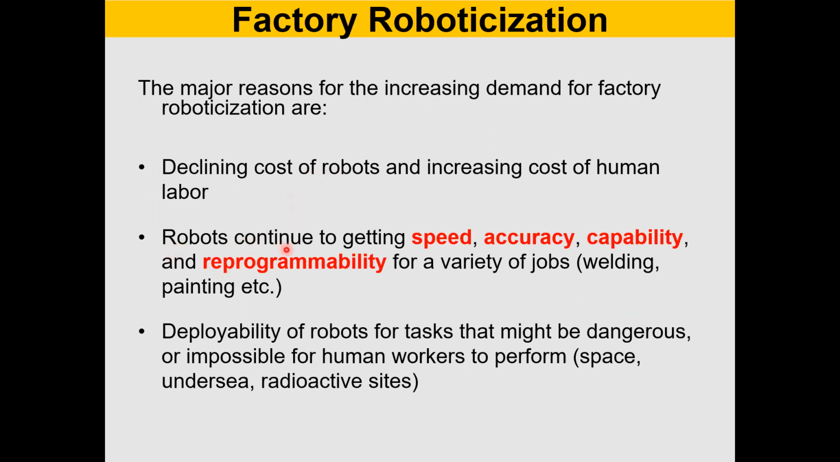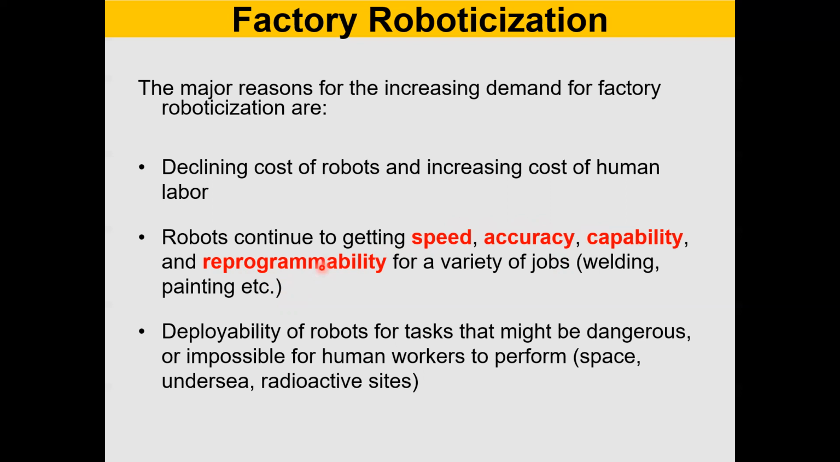Number two, robots continue to gain speed, accuracy, capability, and reprogrammability for various types of jobs, such as welding, painting, part handling, cutting, etc. Those are the major processes in the manufacturing industry that robots are employed for. And not like those days, the robots now have higher speed, high accuracy, repeatability, other capabilities, and also reprogrammability, which means you can purchase a robot and program it for various jobs.